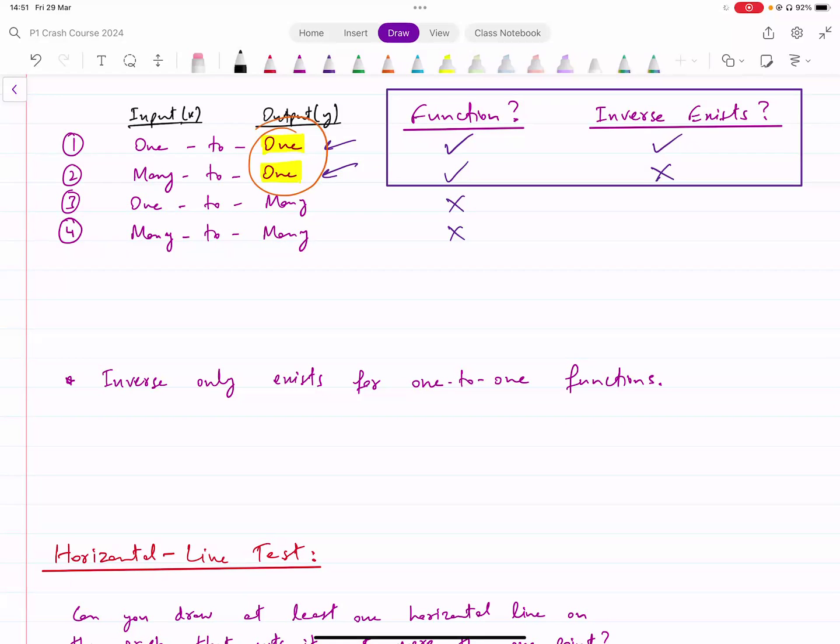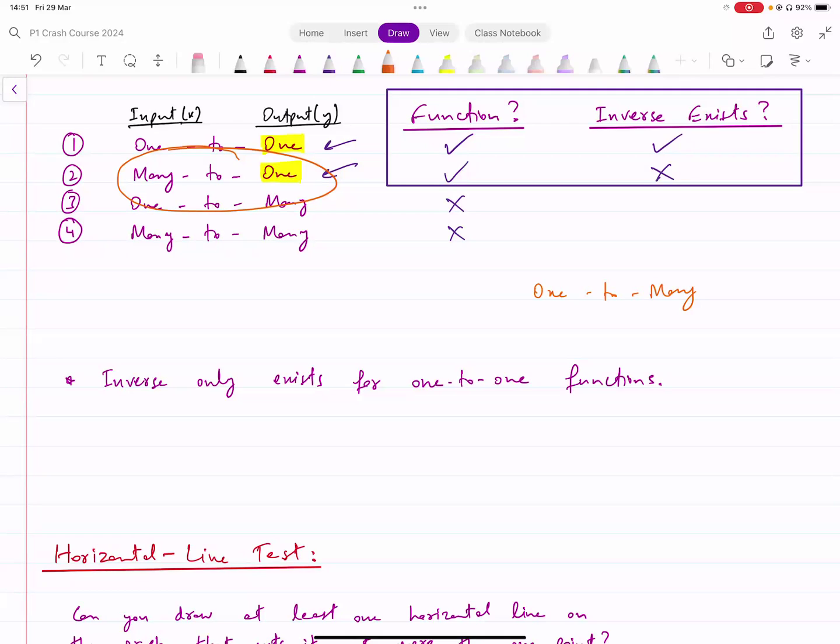You could have one input or multiple inputs. That is possible, but the output has to be one. So only one-to-one and many-to-one relationships can be classified as functions. All right, that's what we talked about. Then out of these two, we said only one-to-one functions have inverse, because if you were to reverse many-to-one, what would happen? You would end up getting one-to-many, right?